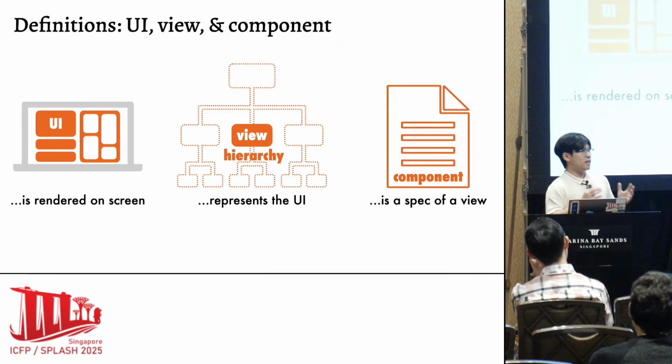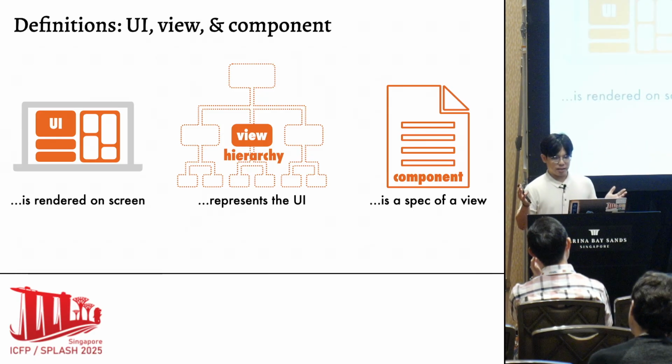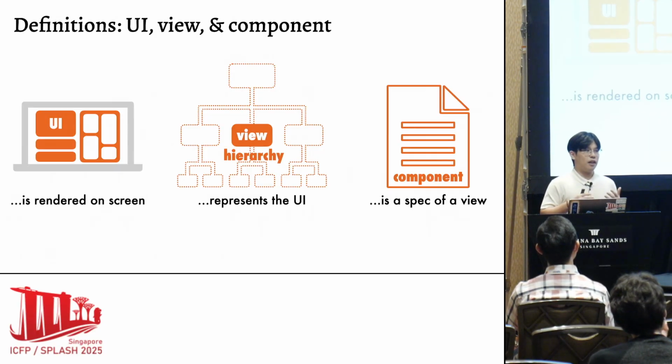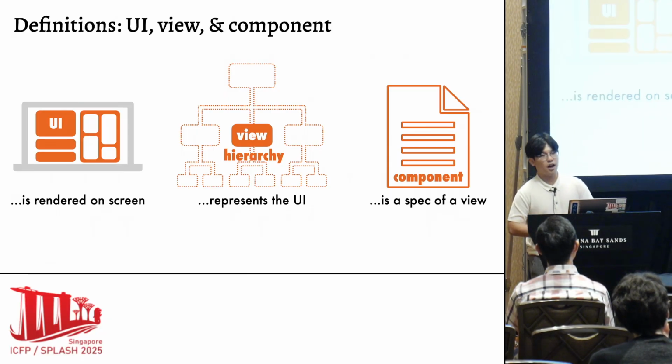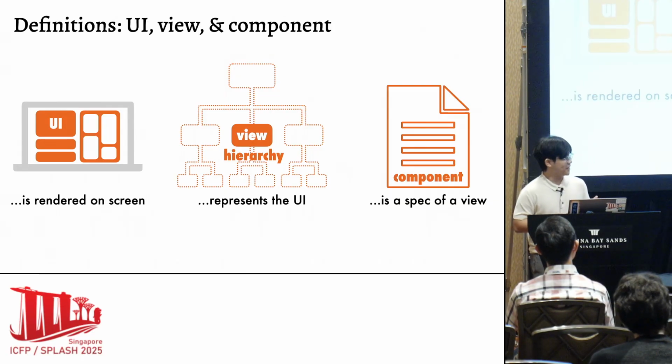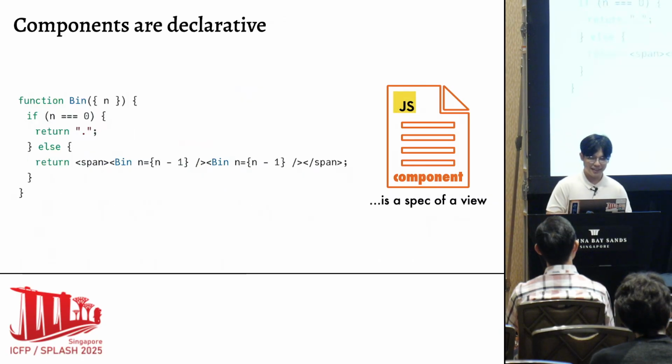So in React, we divide and conquer the UI into a view hierarchy to be rendered on the screen. For us programmers, this allows us to compose smaller views to build a rich UI, and for React, this enables the runtime to efficiently update only part of the UI when the state updates. And a component is a specification of a view that describes how it should look and behave. And a component is simply a JavaScript function. So what does it look like?